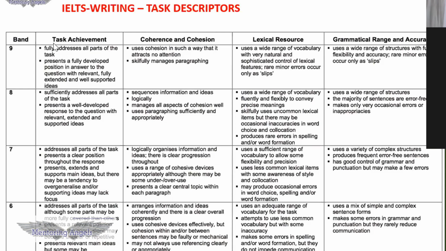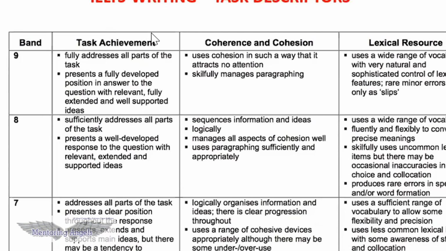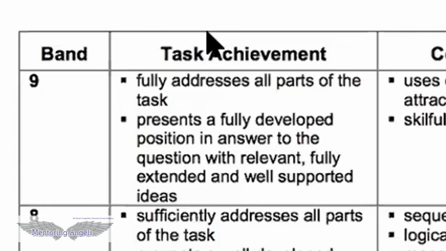Basically, in layman's language, task achievement is as simple as a question which is given to you. Have you answered the same question? Sometimes the question is, what are the advantages and disadvantages of the particular topic? But people write only advantages, or people write advantages and they say why this should be done. Nobody's asking your opinion in that. So you have not achieved the task.